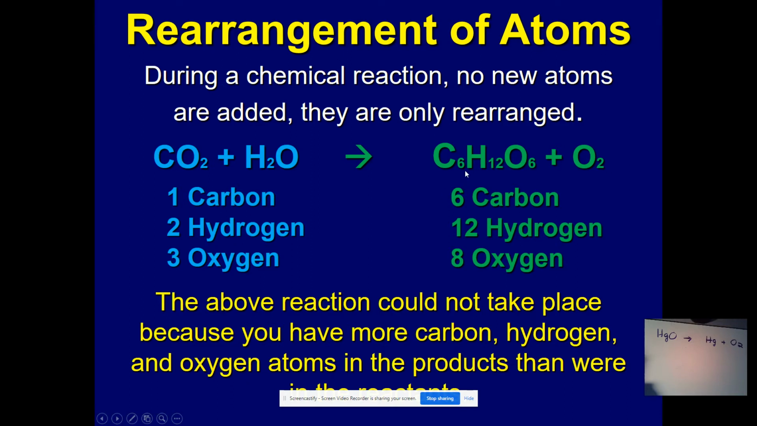Now what has changed is the amount. When it's written out like this, there are more carbon atoms on the product side. There are 6 carbon atoms here, and 1 carbon atom here. There are 2 hydrogen atoms on the reactant side, 12 here, 3 oxygen atoms on the reactant side, and 8 on the product side. This would mean that we would be creating 5 carbon atoms out of thin air during this chemical reaction, and that's not what takes place. So what we have to do in chemistry to know what reaction would actually take place is to balance reactions.